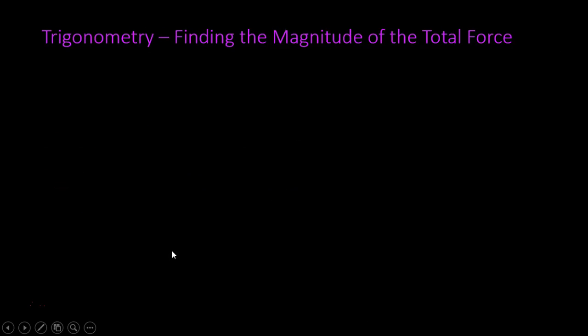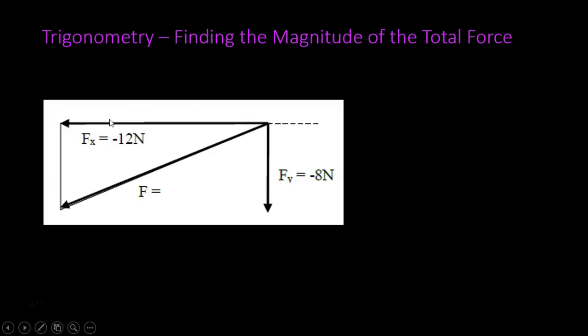Let's move on. So we've learned how to find the strength and direction of the x and y components. Now let's do the reverse process. Suppose we know the strength and direction of the x and y components, and we're asked to find the strength, also known as the magnitude, of the total force. For this, we're going to use a version of the Pythagorean theorem, and let me just explain how we can do that.